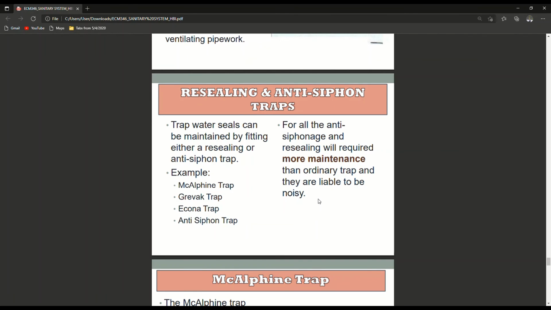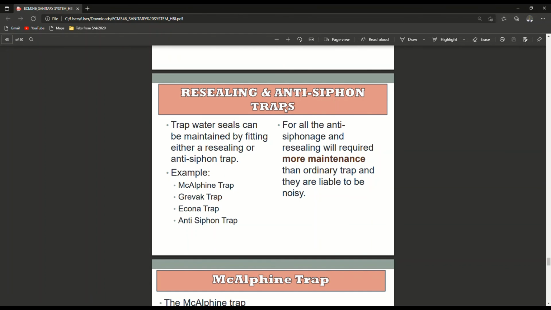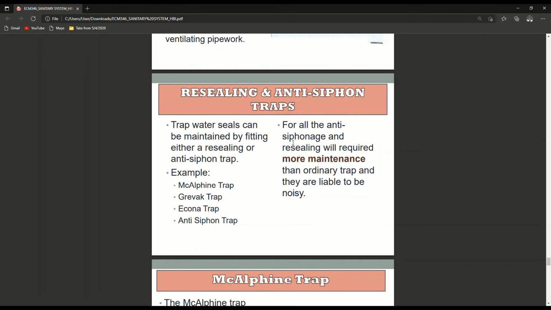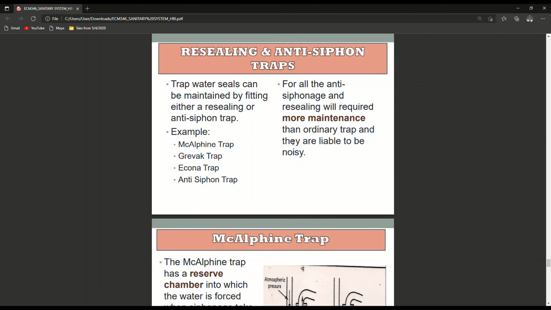Resealing and anti-siphon traps. Trap water seals can be maintained by fitting either a resealing or anti-siphon trap. Both anti-siphonage and resealing traps will require more maintenance than an ordinary trap, and they are liable to be noisy. Examples of anti-siphon traps are the McAlpine trap, Gravatt trap, Econa trap, and anti-siphon trap.